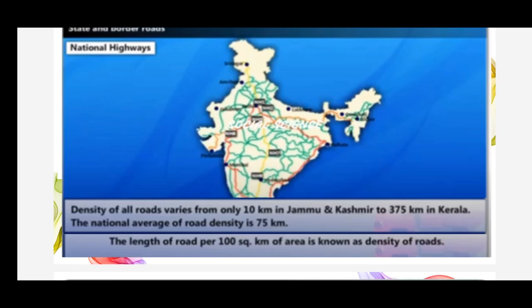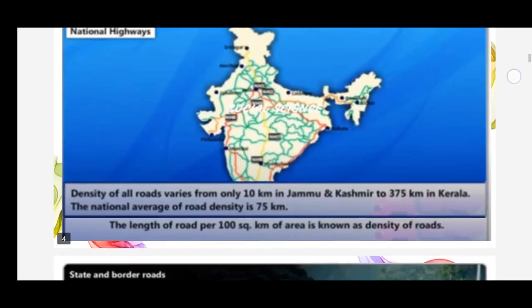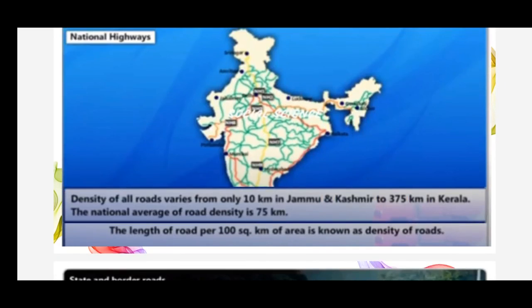The density of roads is not the same in all the states, children. For example, if you take Jammu and Kashmir, it is just 10 kilometers per 100 square kilometers. But the density of roads in Kerala is 375 kilometers per 100 square kilometers. So you can understand how the distribution varies from state to state, because Jammu and Kashmir is in the mountains, but Kerala is on the plains. That's why road density varies from place to place and state to state. The national average road density is 75 kilometers.